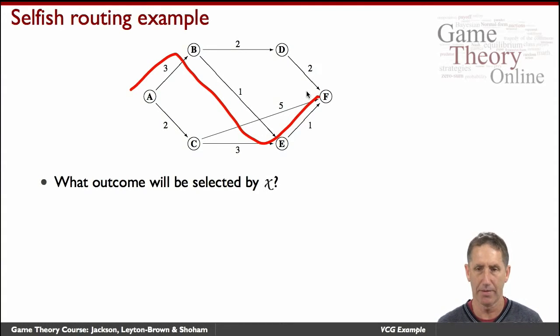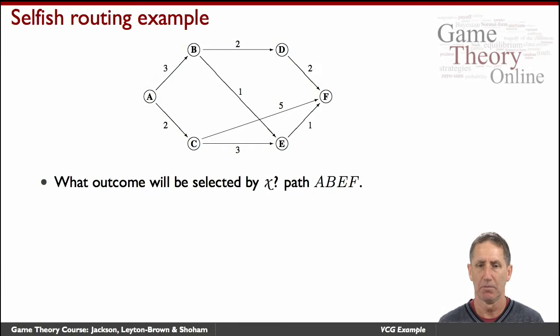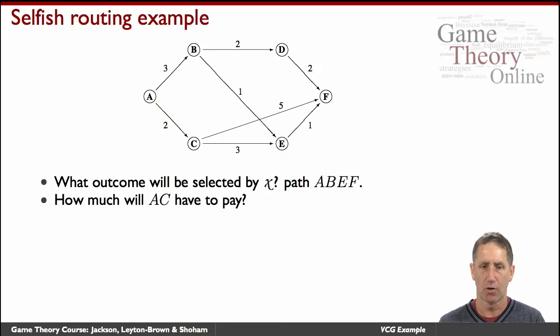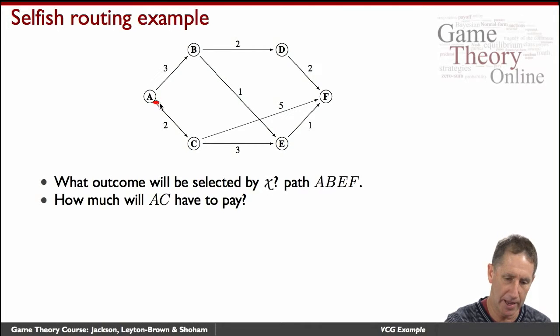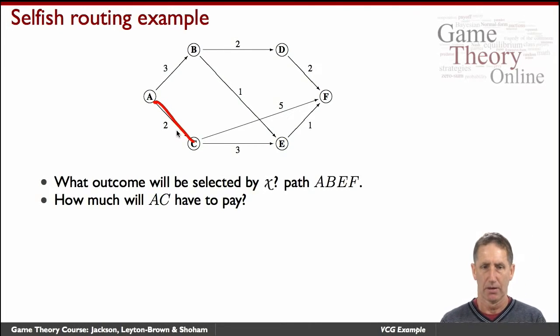And so this is the path that would be selected by a traveler who wishes to get from A to F most quickly. Now, according to VCG, how much would the owner of the link AF pay? Well, intuitively, he's not part of the path, so we shouldn't have to pay or receive anything. Let's see what VCG says.